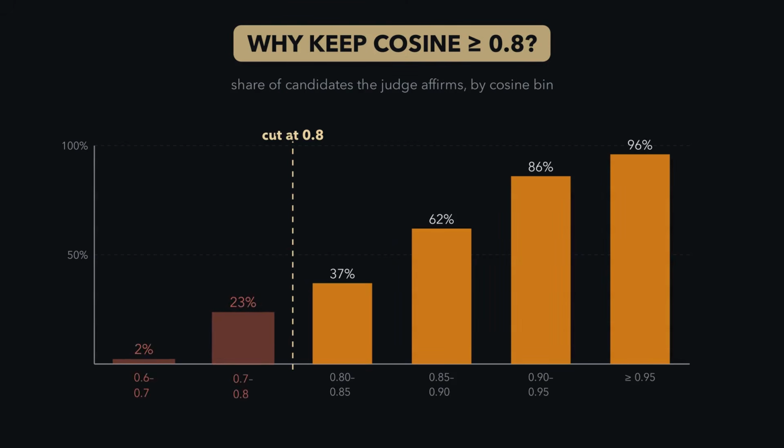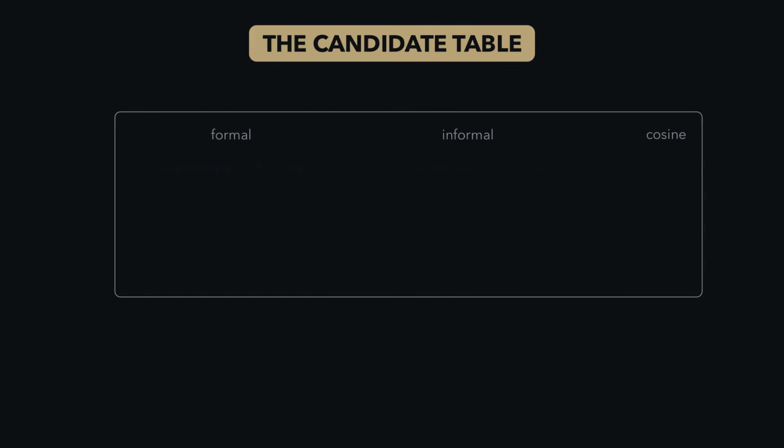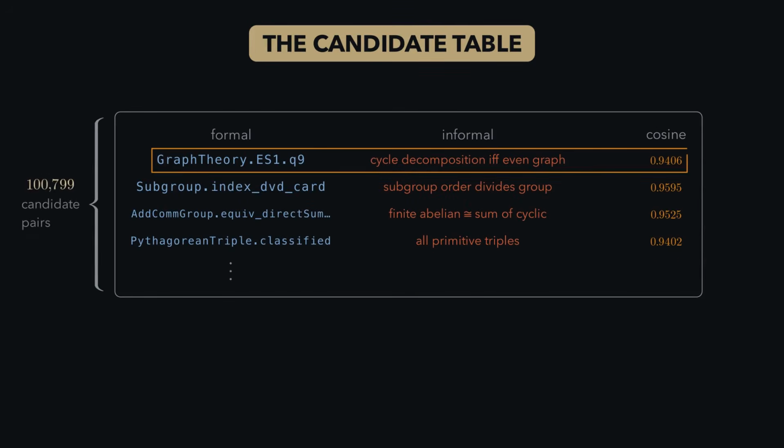To choose the cutoff, we sample candidates from each similarity bin and ask whether they are real matches. Below 0.8, the yield drops fast, just 23% in the 0.7 bin and 2% in the 0.6 bin. As a result, we set 0.8 to be the floor. Above it, we keep about 100,000 candidate pairs in a table: formal statement, informal statement, and cosine similarity. This table is what gets sent to judging.